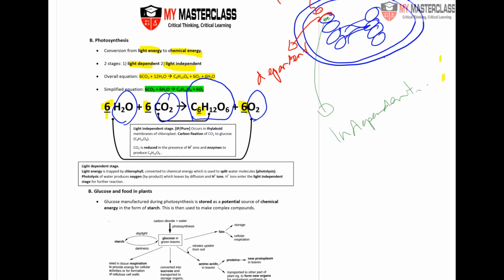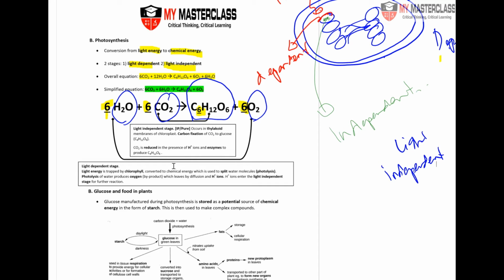Okay, so let's look at the reaction. We have two sets of reaction. One is what we know as the light dependent reaction, and the other is what we know as the light independent reaction. Let me write that down. So I have my light dependent, and I also have my light independent. In the light dependent, follow your notes.